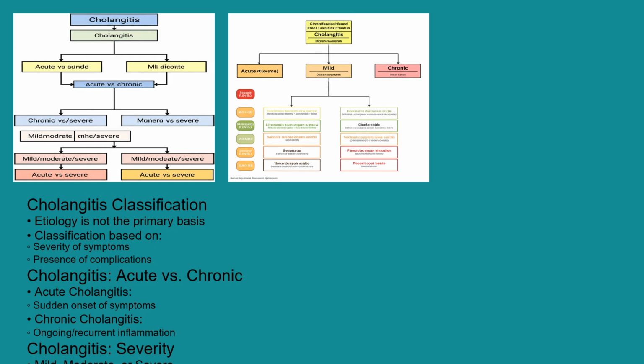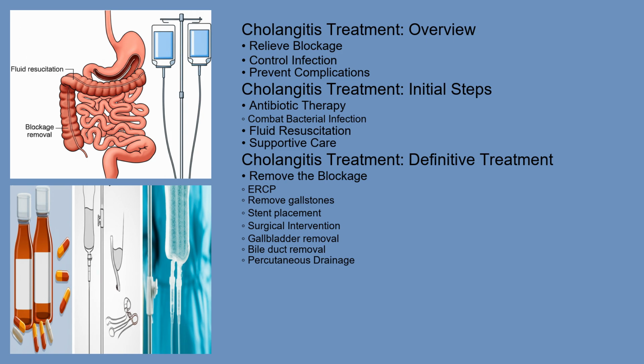While there aren't distinct types of cholangitis in terms of etiology, it's often classified based on the severity of symptoms and the presence of complications. Acute cholangitis refers to a sudden onset of symptoms, while chronic cholangitis involves ongoing or recurrent inflammation of the bile ducts. Additionally, cholangitis can be classified as mild, moderate, or severe based on the presence of organ dysfunction and the need for intensive care.